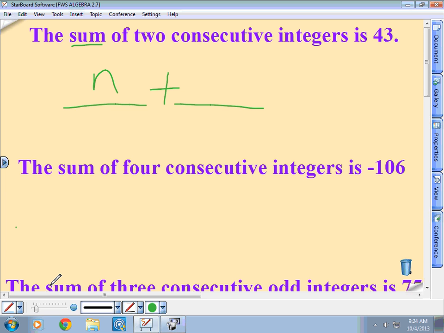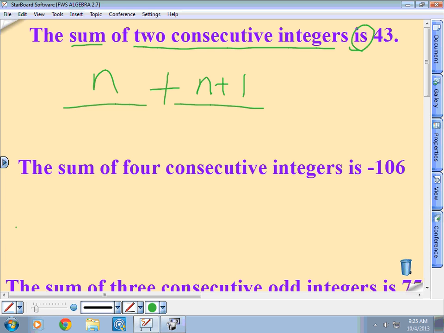If n is 1, what's the next consecutive number? What comes after 1? 2. Yeah, that's not a trick question. So if 1 is n, then what is this one? N plus what? N plus 1. If this is 1, n plus 1 would be 2, right? Does that make sense? This is the sum of 2 consecutive integers. So that was our 2 consecutive integers.